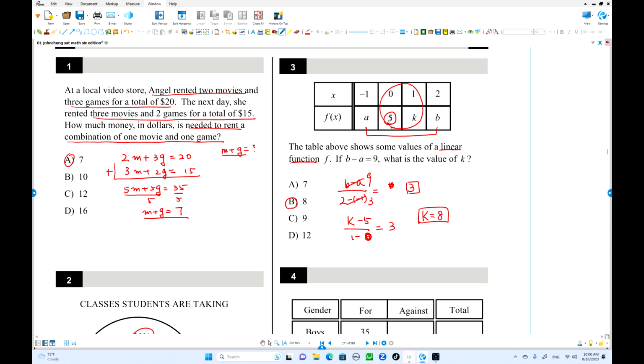Or there is a y-intercept you can use to set up the equation, because the slope is 3 and the y-intercept is 5. So f of x, y equals how much? 3x plus 5. Using this, when x is 1, y is k. From here we can find the value of k also. k equals 8.